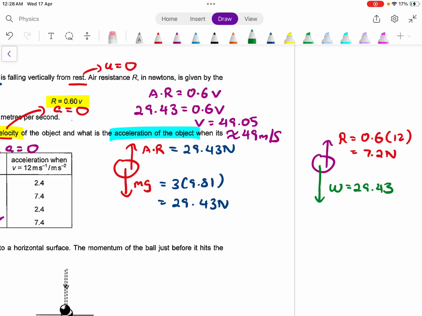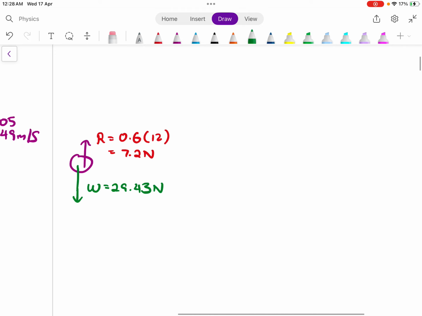So the weight is equal to 29.43 Newton. Now it's back to O level, fully back to O level already. You look at this: what is the resultant force? You simply use the weight minus the air resistance. So the resultant force will be downward 29.43 minus 7.2, which is 22.23 Newton. Now we go back to F equals ma.